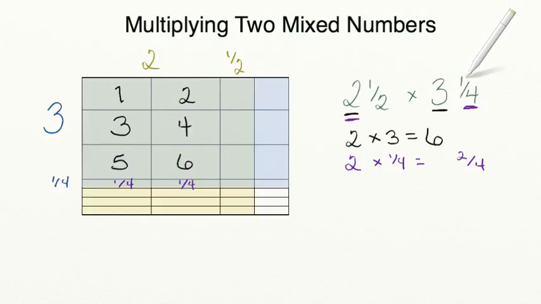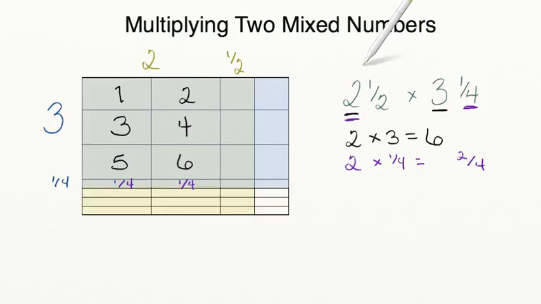2 times 1/4. I've written the equation in purple. 2 times 1/4 equals 2/4. We also know that 2/4 is equivalent to 1/2. And if we look on our area model, we can see that we have 1/4 2 whole times. So now we're ready to move on to our half.